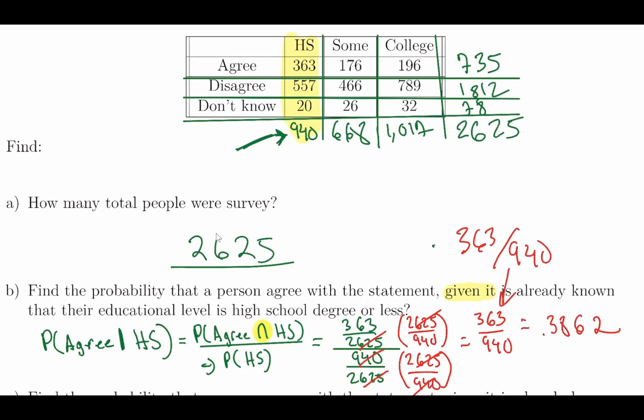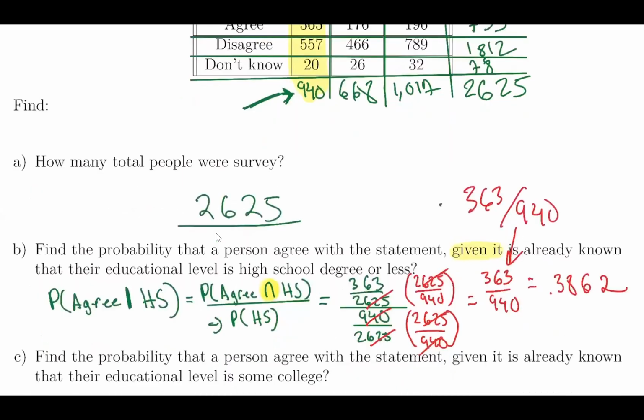So when you're using a two-way table, it's not very advantageous to use a formula. If I were you, I would use the two-way table in your favor to do this, because a two-way table is very simple for getting these conditional probabilities. For part C and part D, I'm just going to use the table instead of having to use this formula. All right, so let's go on to the next one.